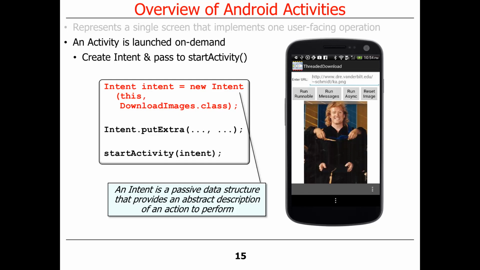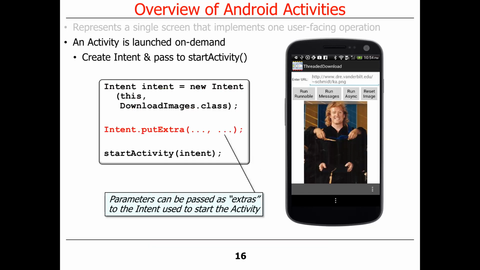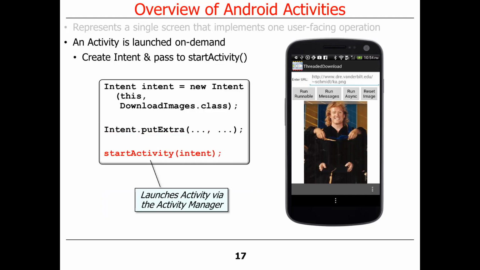So as we talked about before, an intent is a passive data structure that provides an abstract description of an action to perform or an event that's occurred, depending on what kind of thing you're using. You can also optionally put additional information into the intent. For example, if you're going to do a send multiple, you might want to put a bunch of different email addresses in as extras to indicate what else you want to do.